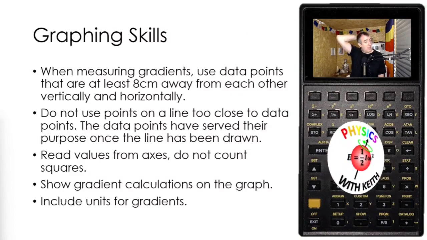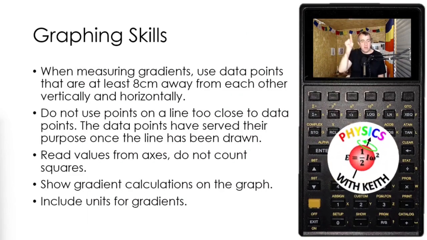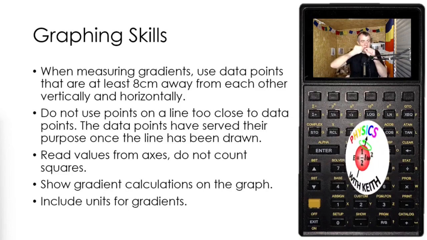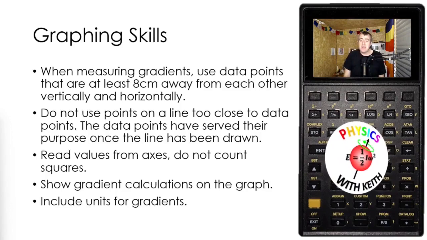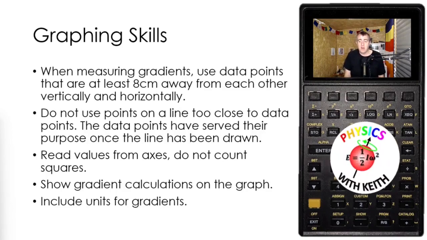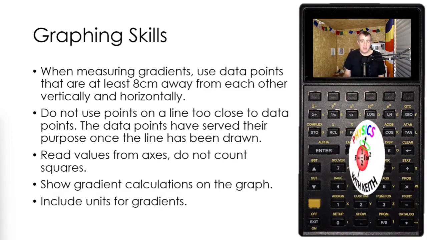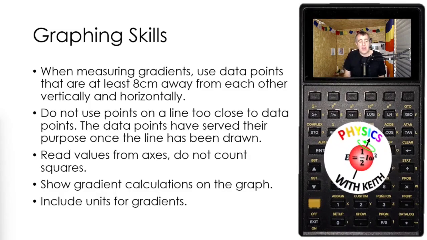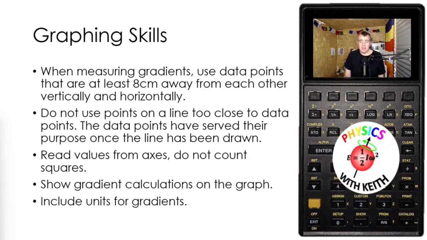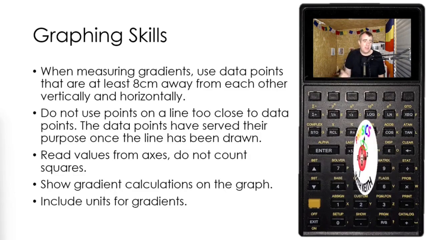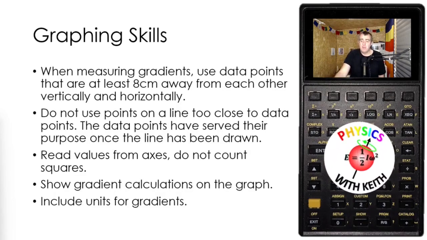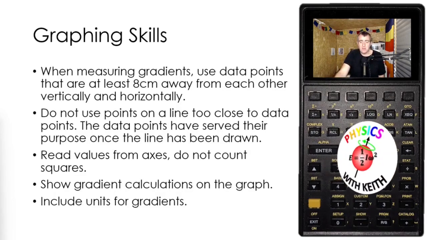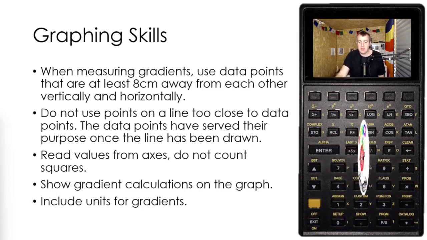So when we do those gradient calculations, the triangle some people draw, but the key thing is the points on your graph, as far away as they are, they need to be at least 8 centimeters away from each other vertically and horizontally. So that's important. Don't count the squares. Use the values from the x and y axes. Don't be counting squares. That's how you learn to do gradients in maths, but it's a terrible habit to get into. Don't count the squares. Not for gradients. We will for areas, but that comes later.